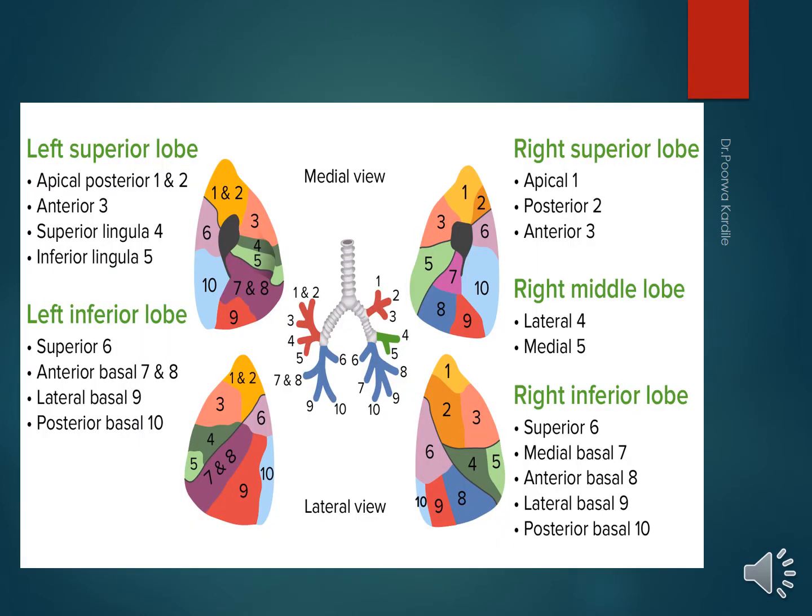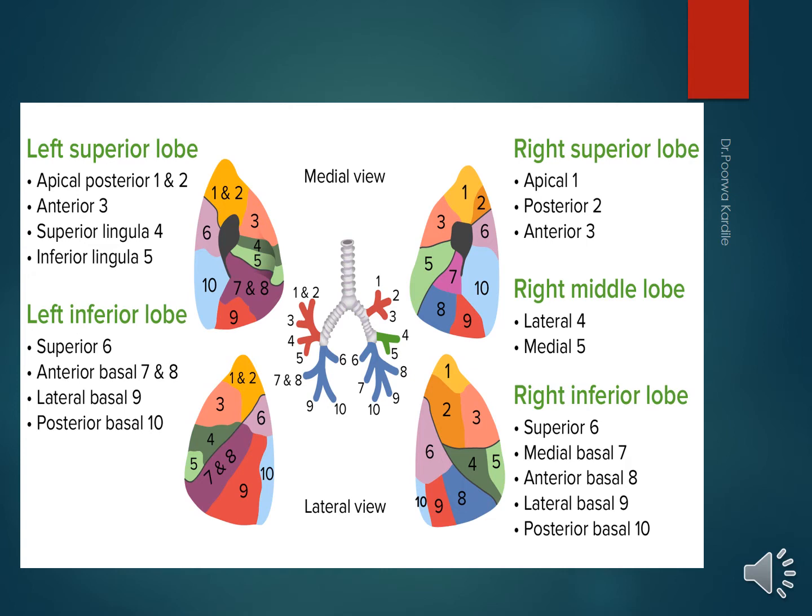Significance of bronchopulmonary segments: tuberculosis is more common in the apical and posterior segment of the upper lobe because of high ventilation perfusion ratio with elevated alveolar oxygen relative to other zones. Then sequestration of lung is more common in the posterior basal segment of the lower lobe. Again, it is more common on the left side compared to right.